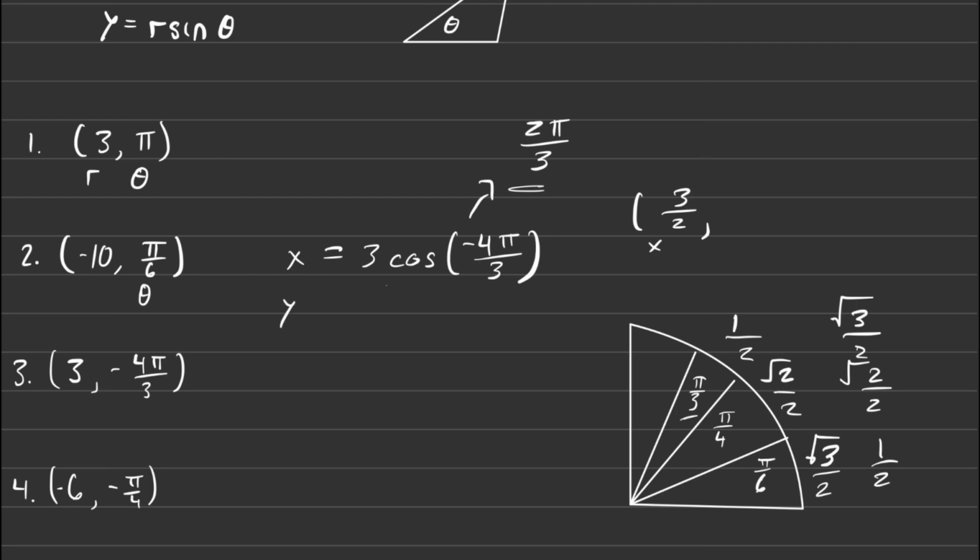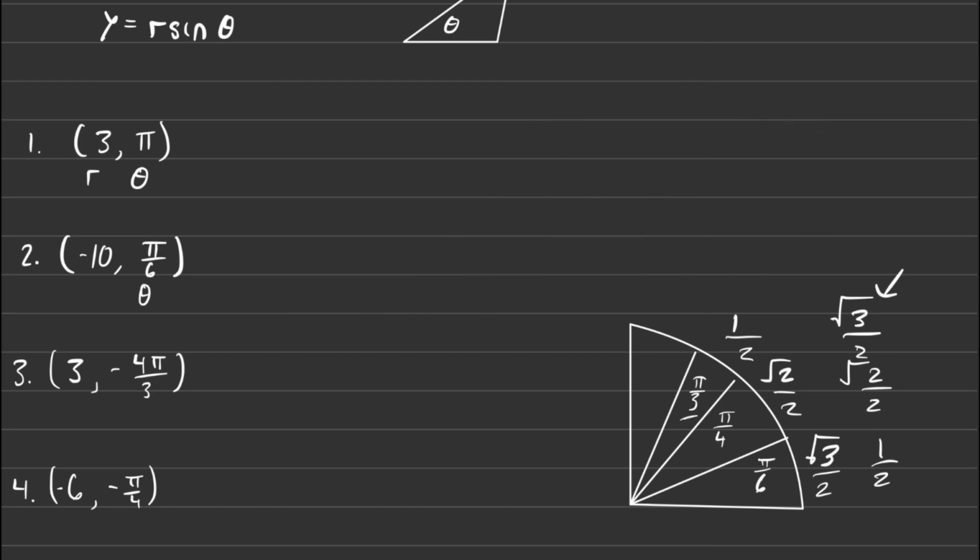Now for our y coordinate, it's 3 sine. We'll just use our positive angle because it's easier. And we know that sine at 2 pi over 3 is root 3 over 2. It's positive, so we'll have 3 root 3 over 2. And that's our rectangular coordinate.